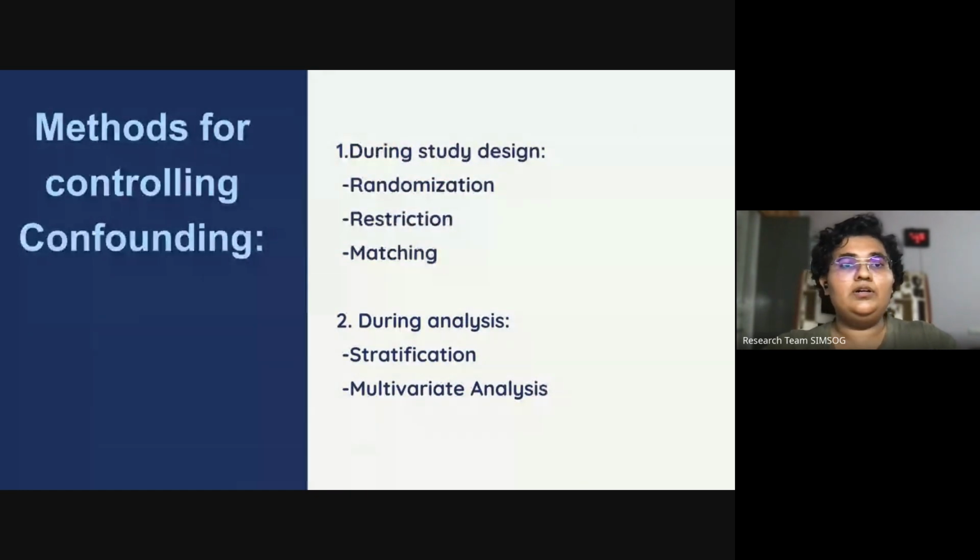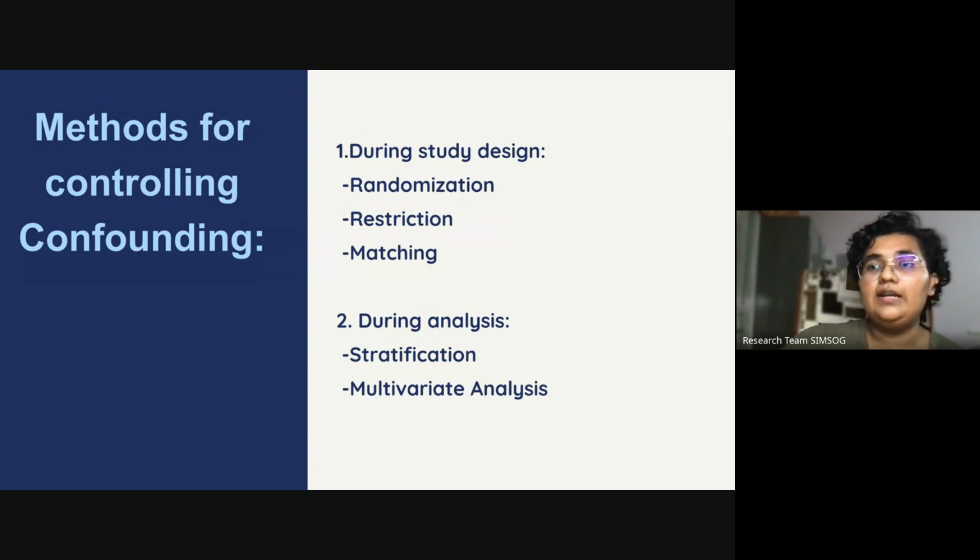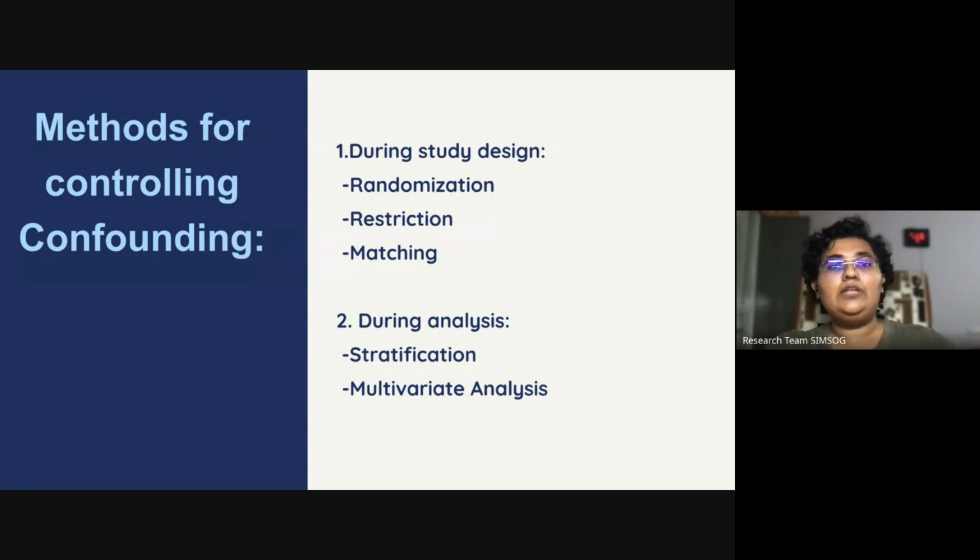Like we talked about for selection bias, we have similar methods for controlling or reducing confounding bias. During study design, once again, we can do randomization, restriction, and matching. And during analysis, we can do stratification and multivariate analysis. Can any of you unmute yourself or write in the chat box what any one of these methods mean, or an example of any one of these methods?